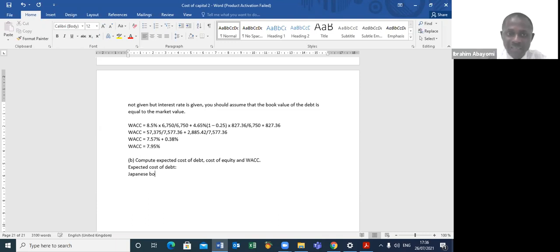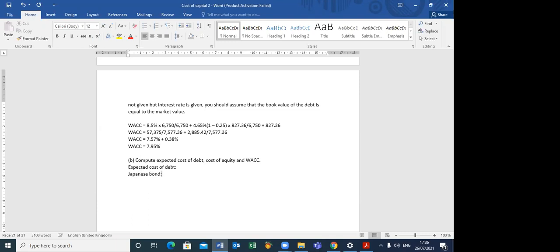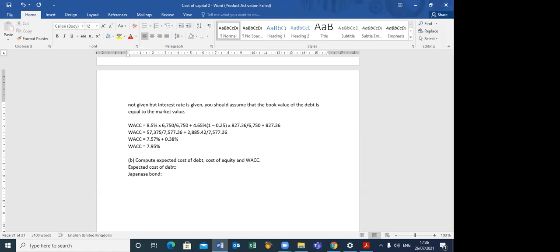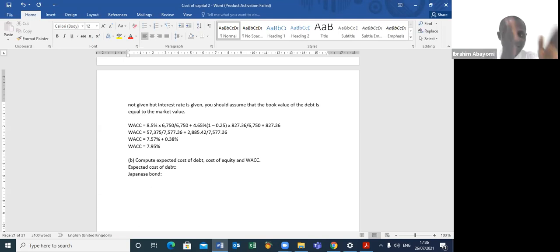Japanese bond. The one we are using in Japan, you go to where you have yield to maturity of 10 years. Under the yield to maturity, you look at your material, we have 4 years, we have 10 years. We have dealt with the one that is having 4 years. That's the existing current debt. Now we are on the one that is for 10 years.